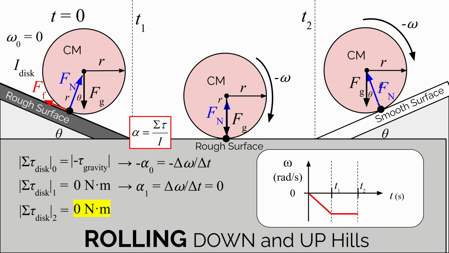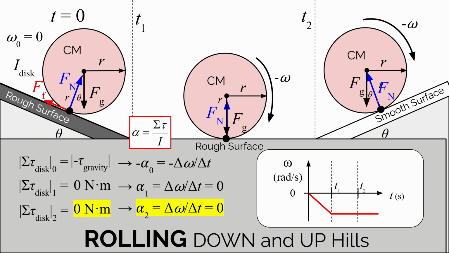There's no opportunity for gravity to exert a torque on the sphere because it can't pivot about that point. It's sliding. So the net torque is zero. Therefore, the angular acceleration will also be zero in this region going up the ramp. And so if it has a negative angular velocity, it's going to keep that same negative angular velocity.